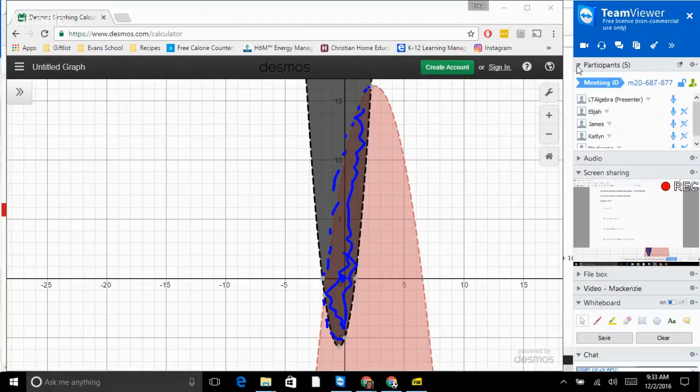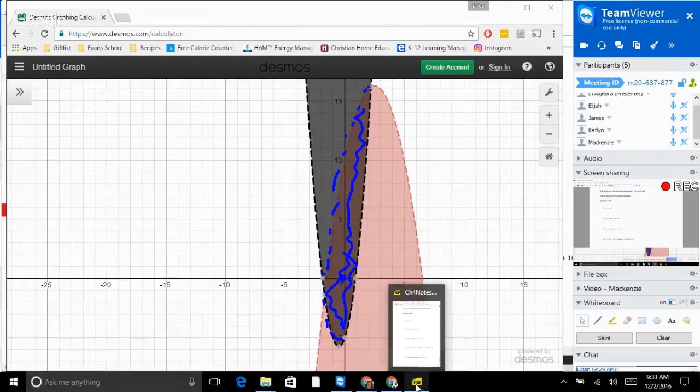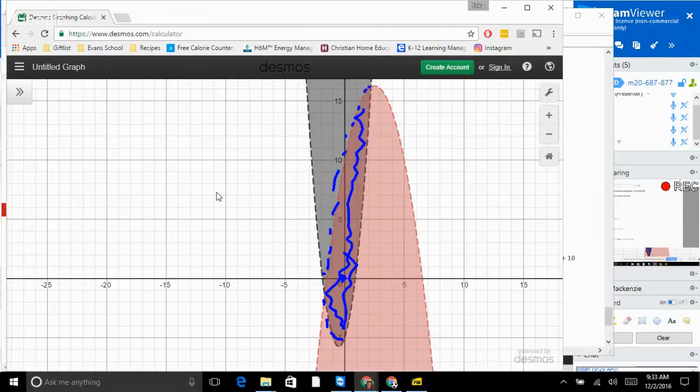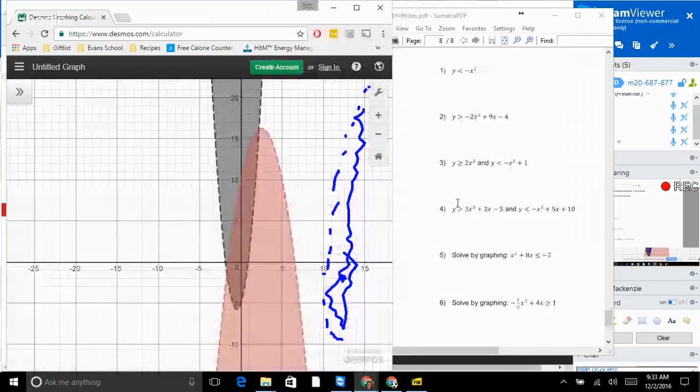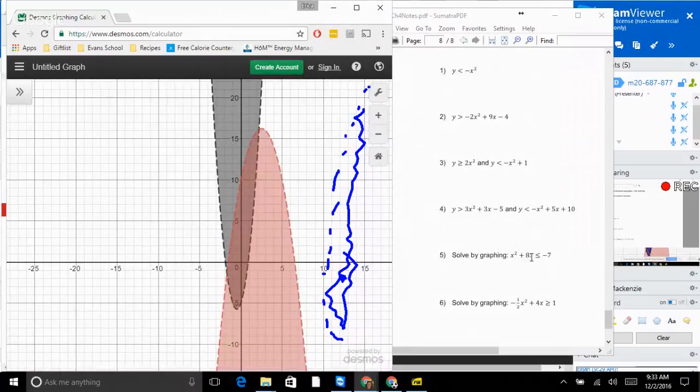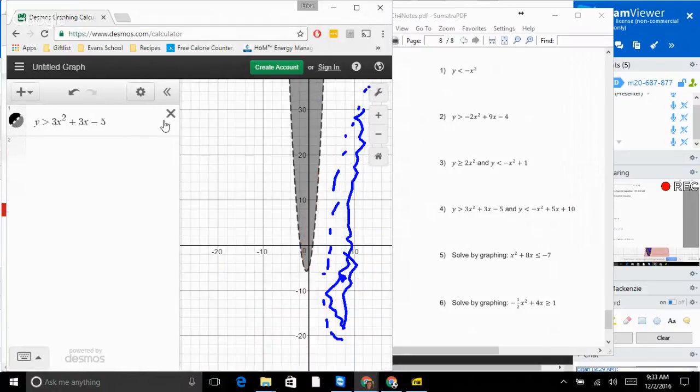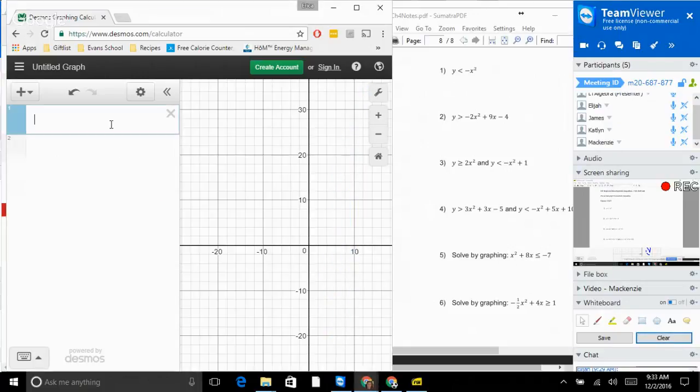Okay. So one last thing I want to show you guys is about solving. So this gets back to our fun quadratic equations. Yay, quadratic equations. So if I said solve this by graphing x squared plus 8x is less than or equal to negative 7, I'm going to actually do this in a different way and clear that off. I'm going to move the negative 7 to the other side of the equation.